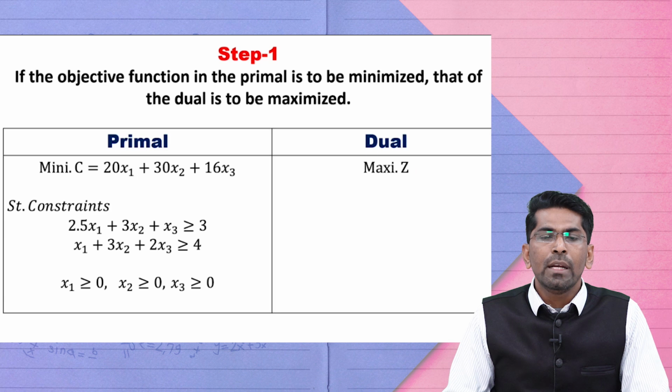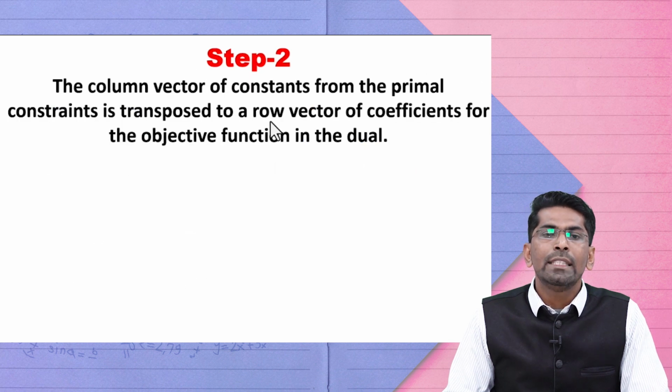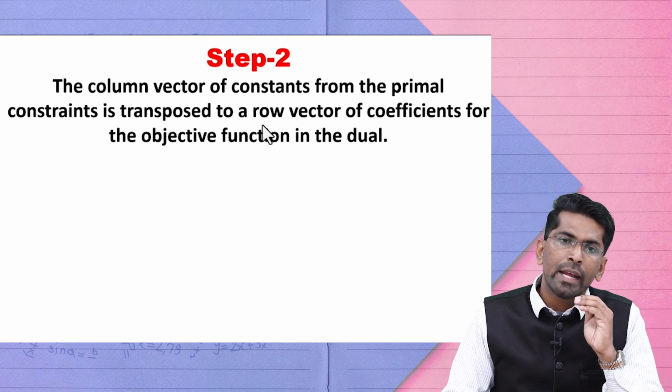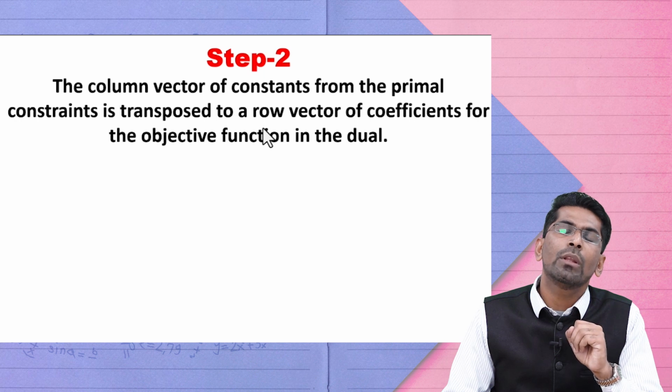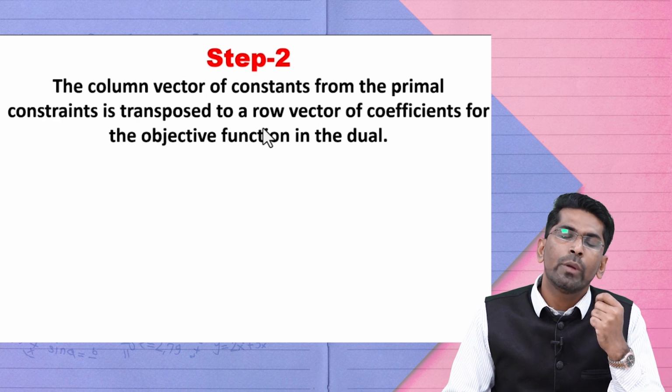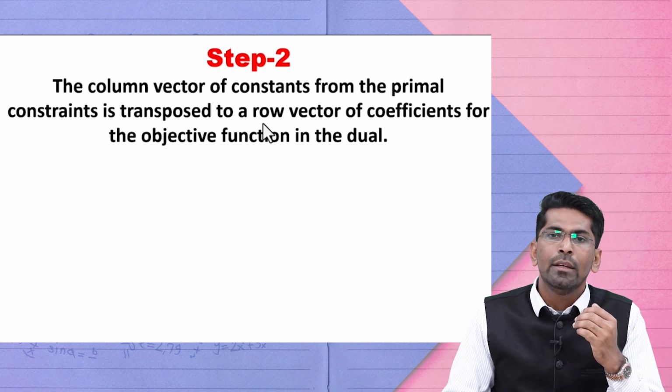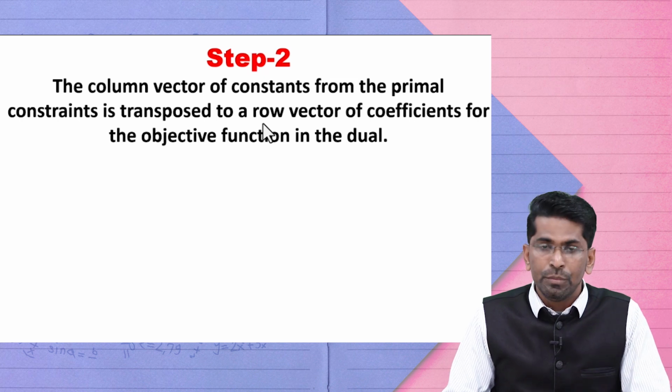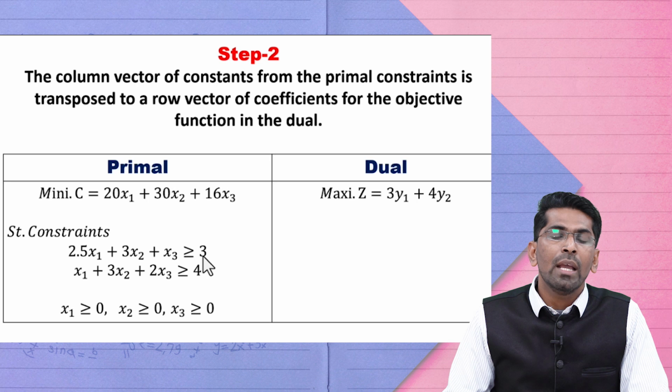Now we move to the second step: the column vector of the constants from the primal constraints is transposed to a row vector of coefficients for the objective function in its dual. So let us consider the constants of the constraints, which can be converted into the coefficients of the objective function. As per our example, we have a column vector of constants, 3 and 4. This is the column vector of the constants in the primal problem. Now this 3 and 4 will become the coefficients for the objective function in its dual.